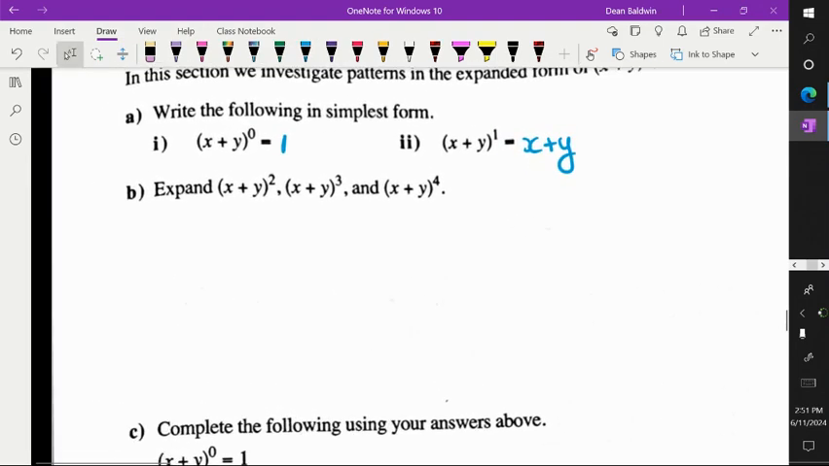Okay. Now let's expand these. X plus y squared.